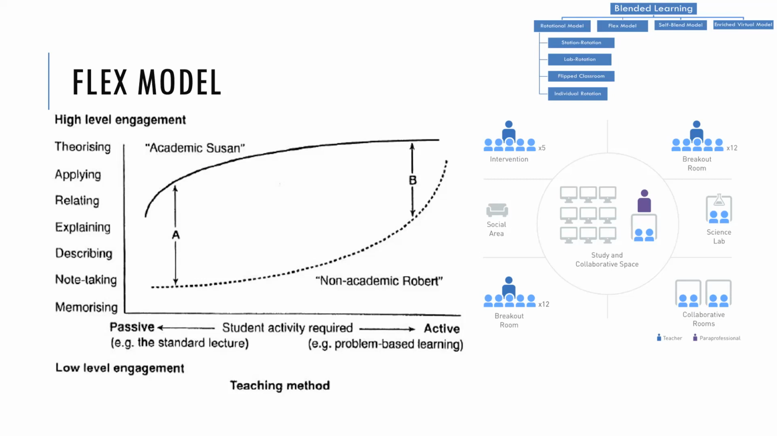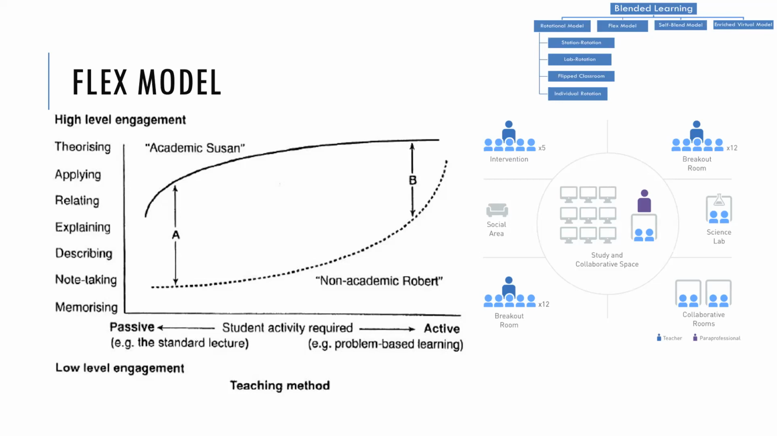You might not be able to take non-academic Robert to the level of academic Susan, but you have to take that person to a level of explaining what is expected after first year. In Bloom's taxonomy, what is expected of a person in the first year, that person can achieve. So academic Susan will probably get a first class or a really good GPA of 3.7 or 3.8 or even 4. But you have to make sure that non-academic Robert doesn't fall back.